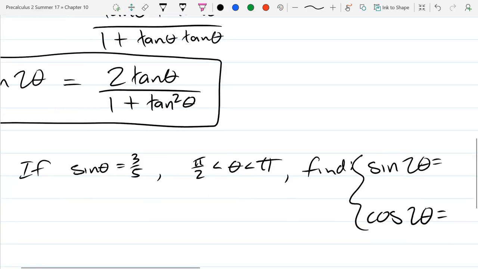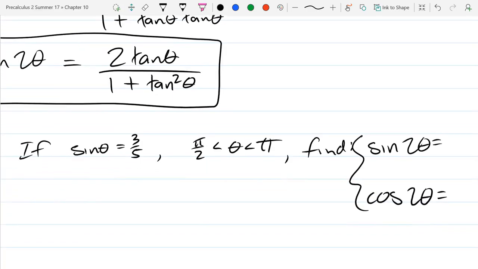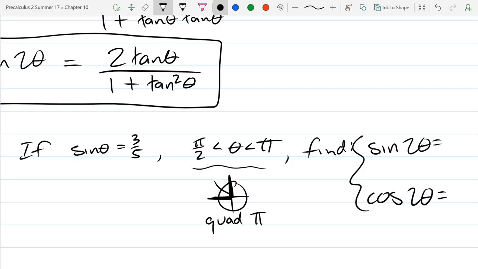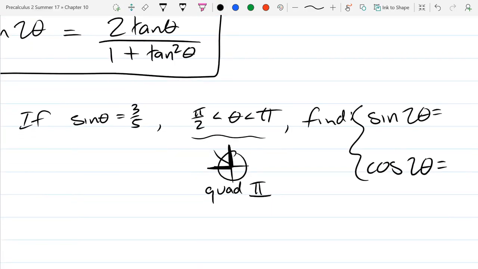Okay, so we got information about sine. We also got information about theta right here. What does that tell us? Bigger than pi over 2, less than pi. So just think about the unit circle. Pi over 2 is here, pi is here, so our angle theta is somewhere in between. So we're in quadrant 2. All right, so we're in quadrant 2.